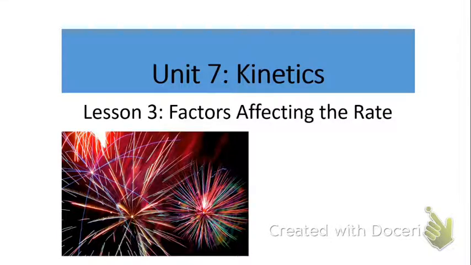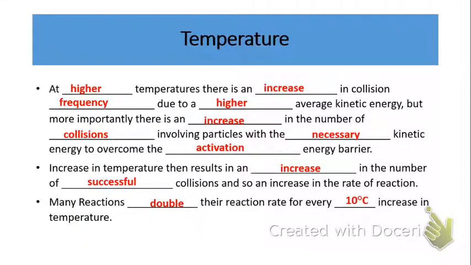Okay, let's get started with lesson 3, factors affecting the rate of a chemical reaction. The first factor we're going to look at is temperature. Now, there are two major ways in which temperature affects the rate of a chemical reaction. This is indicated in our first bullet point.